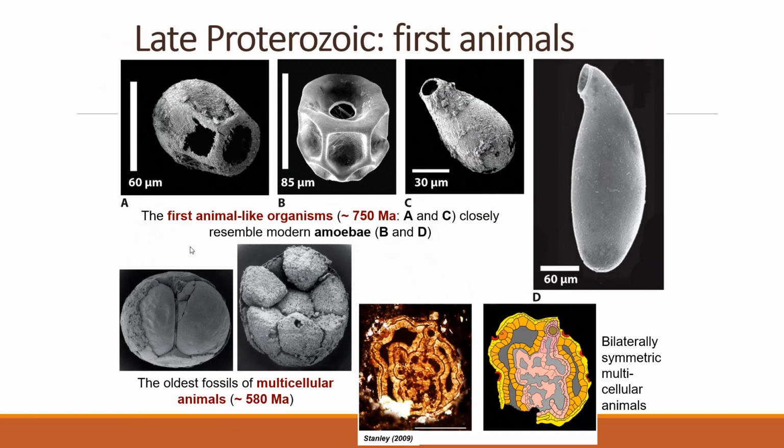So this is some of that diverse first life. So these are late Proterozoic animals. So the first animal-like organisms were very similar to modern amoeba. So we're looking at about 750 million years ago. The oldest fossils of multicellular animals are about 580 million years ago. These are more complex, we have multicellular, they're bilaterally symmetrical, but they're still fairly simple, but we're going to see life keeps getting more and more complex.